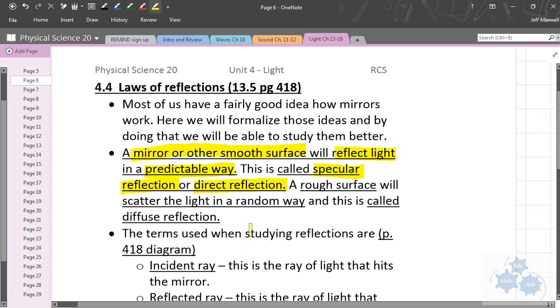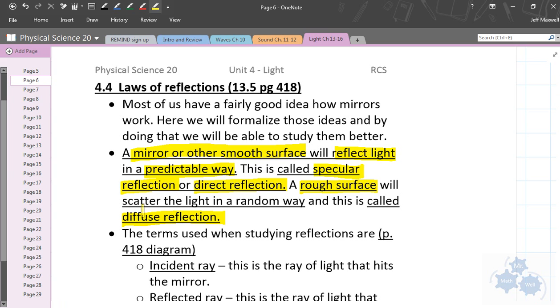A rough surface will scatter light in a random way and is called diffuse reflection. So if we have a rough surface, it's diffuse reflection. To diffuse means to spread apart, and go in different directions, not all the same direction.